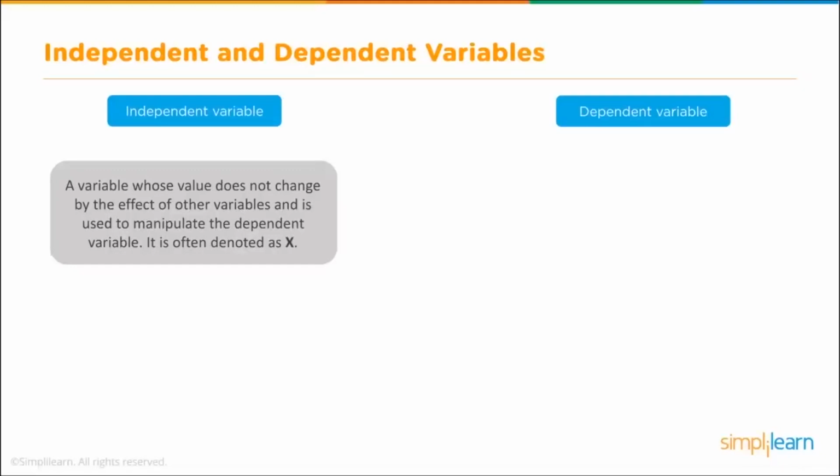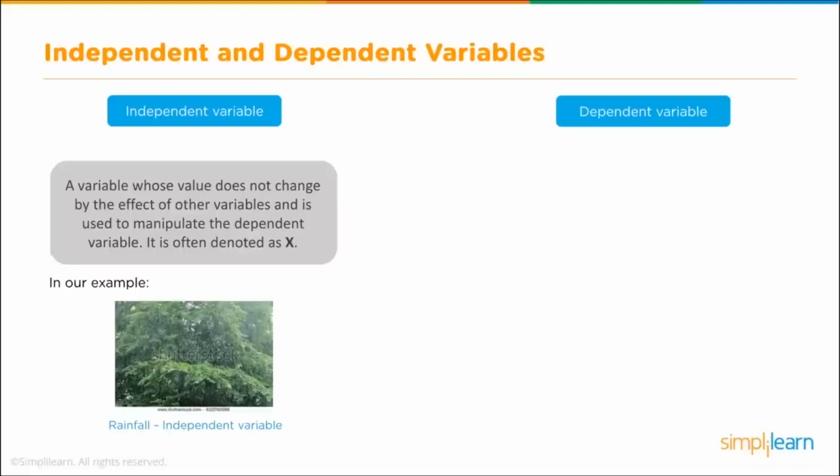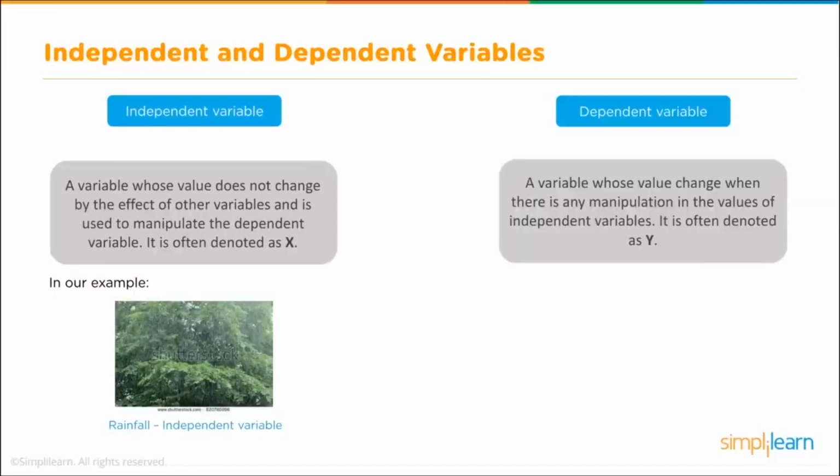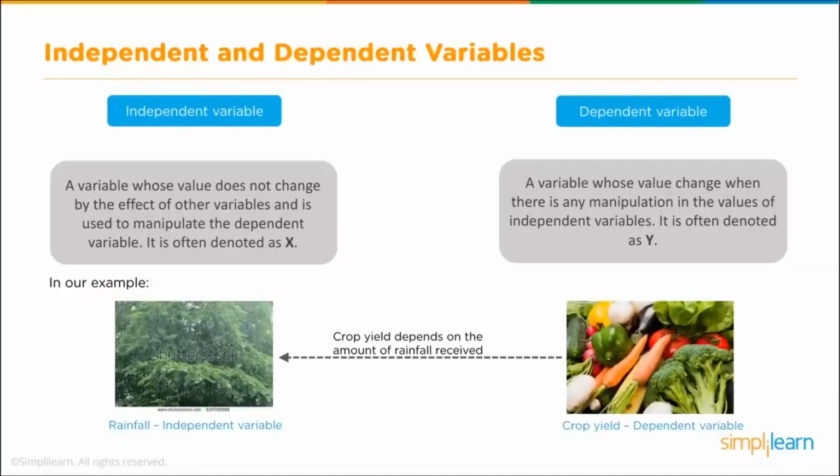It is often denoted as x. In our example, rainfall is the independent variable. This is a wonderful example because you can easily see that we can't control the rain, but the rain does control the crop. So when we talk about the independent variable controlling the dependent variable, let's define dependent variable as a variable whose value changes when there is any manipulation in the values of the independent variables. It is often denoted as y. And you can see here our crop yield is the dependent variable, and it is dependent on the amount of rainfall received.